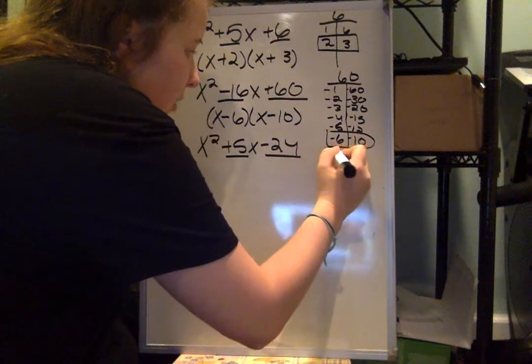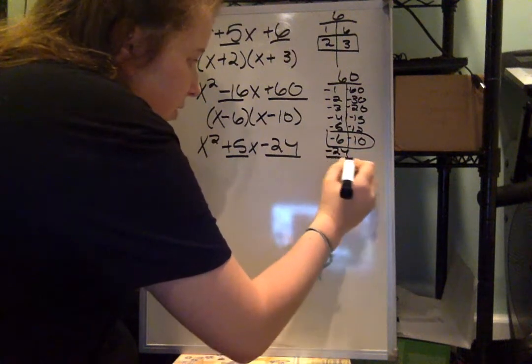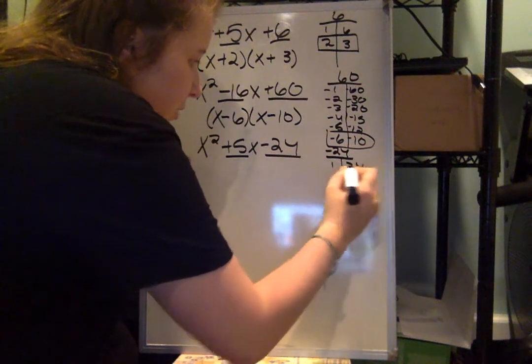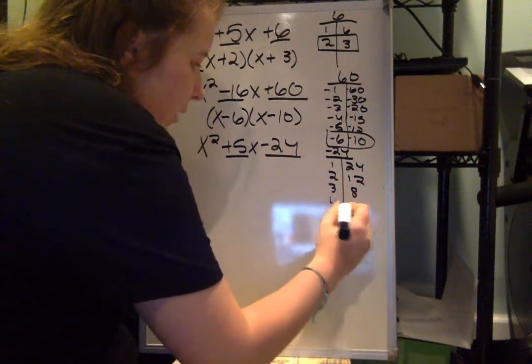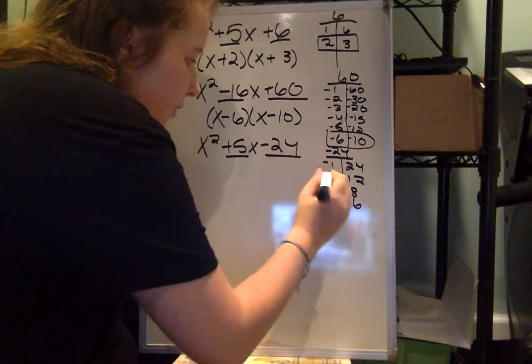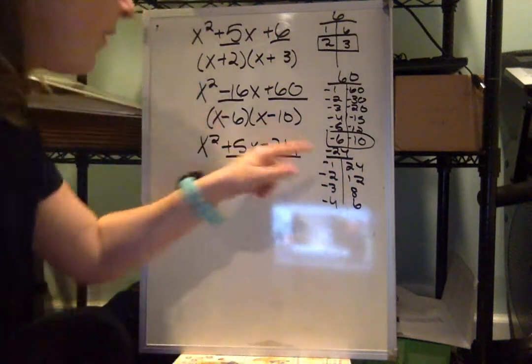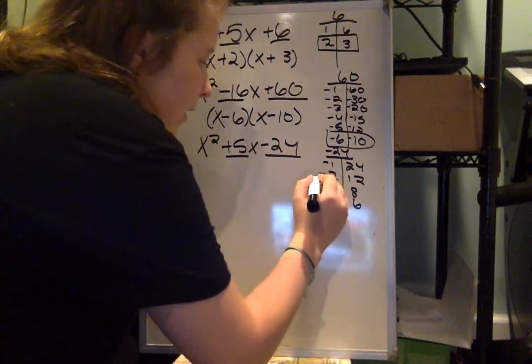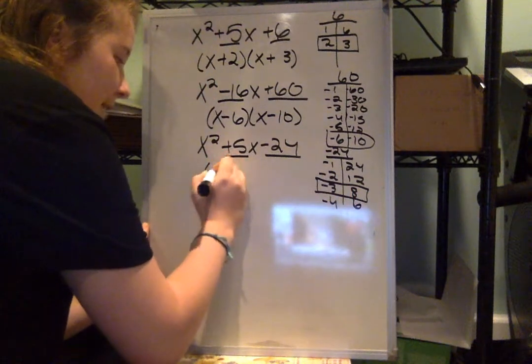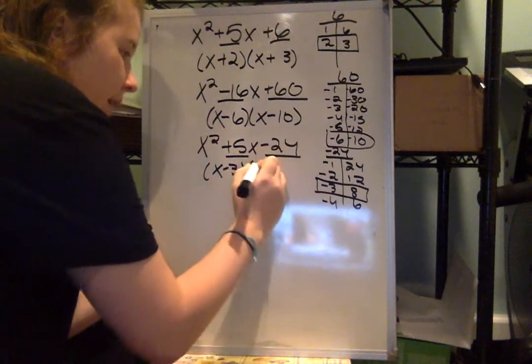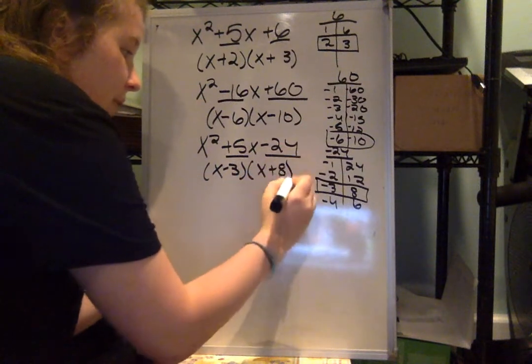So we're looking for negative 24. So we have 1 and 24, 2 and 12, 3 and 8, 4 and 6. And like I said, the smaller factors are negative. If you add these up, negative 3 and 8 is going to add to give us positive 5. So we have x minus 3, x plus 8.